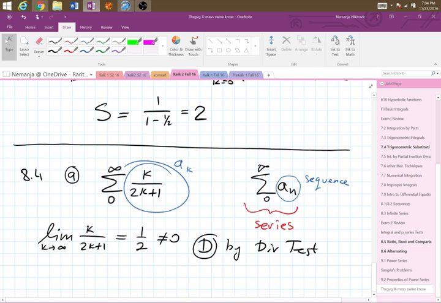And you get 1/2. k over k, the exponents are the same, so the limit is the ratio of coefficients. If you don't like it, use L'Hopital's rule. Okay. I'm sorry, say that again.